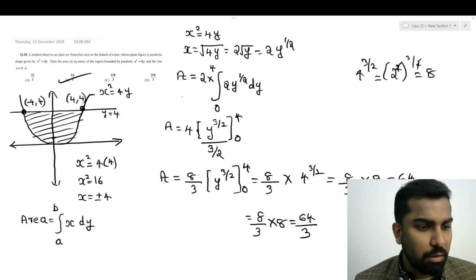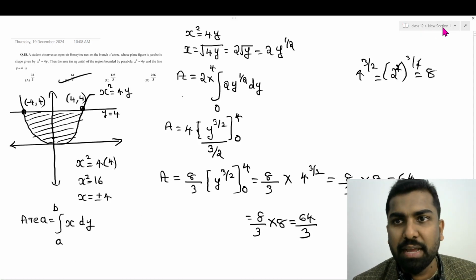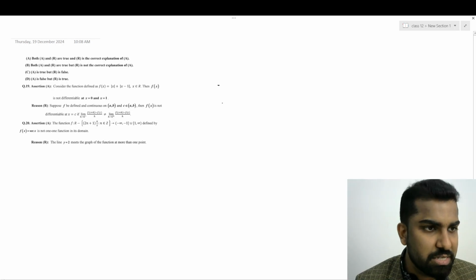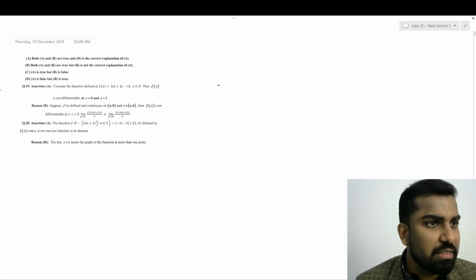Okay, so the next question, let's check. Yeah, the 19th and 20th questions are basically from the assertion and reason topic. So there are 4 options given. Option A, both A and R are true and R is the correct explanation of A. Option B, both A and R are true but R is not the correct explanation of A. Option C, A is true but R is false, and option D, A is false but R is true. Okay, so let's discuss the 19th question.